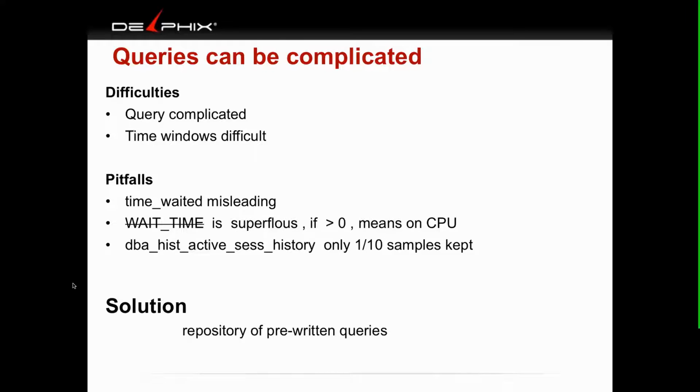If we go and look at historical active session history, it gets a little bit more complicated because DBA active session history, which by default has a week of ASH, only has 1 in 10 samples, so it's going to change how we write the queries.